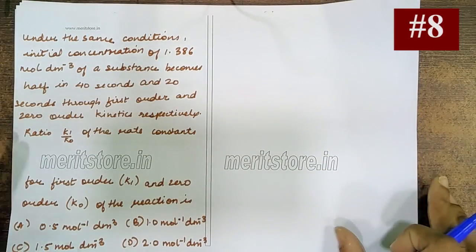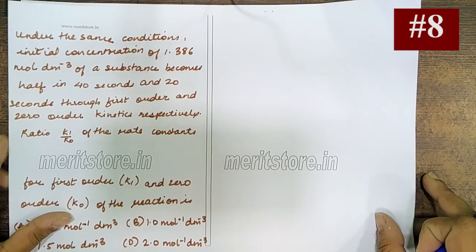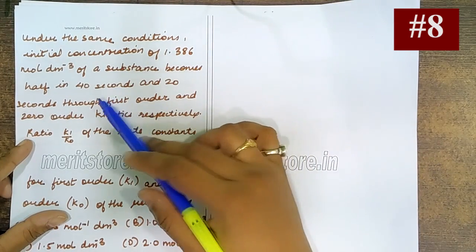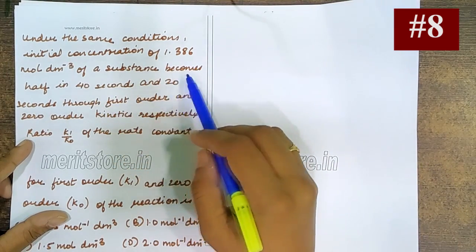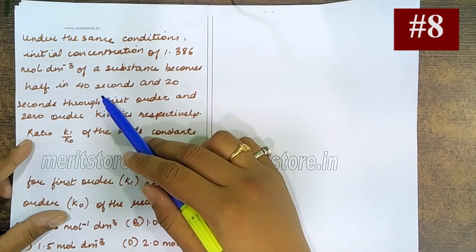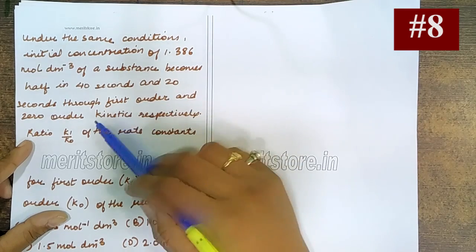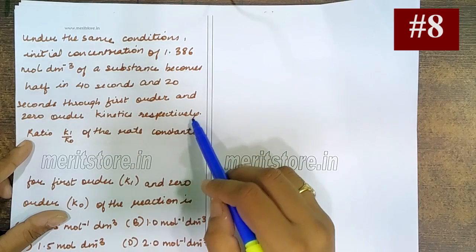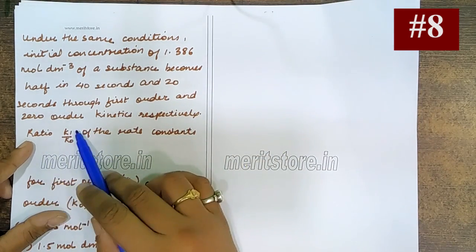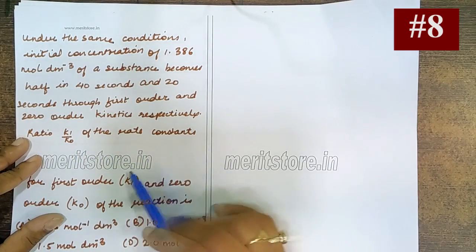Under the same condition of initial concentration of 1.386 mole per dm cube, a substance becomes half in 40 seconds and 20 seconds through the first order and the second order kinetic equations. The ratio of K1 upon K0 of the rate constants we need to find.